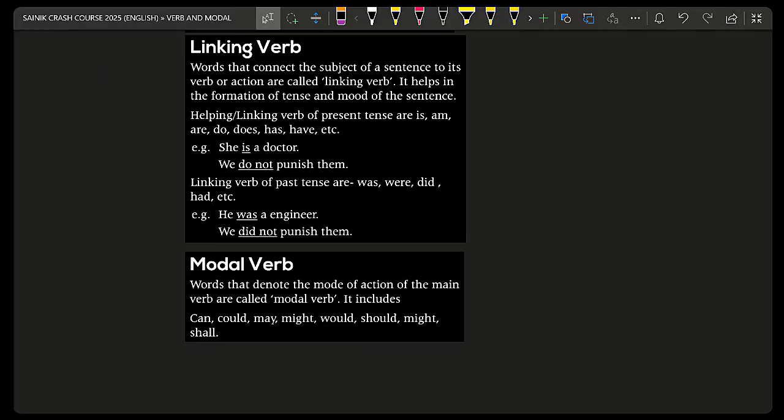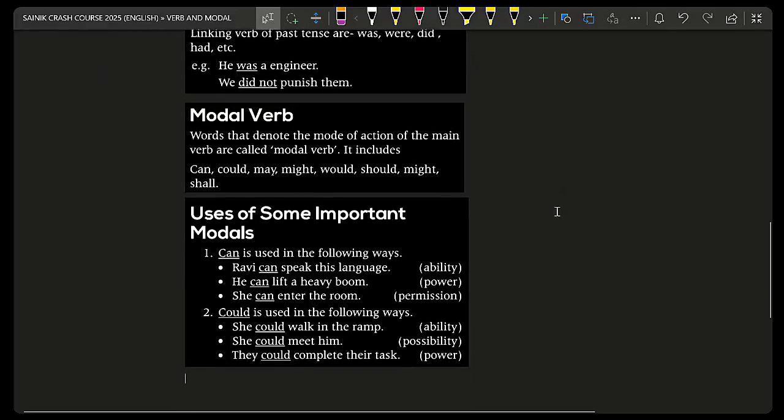So first we discuss can and could. When to use can and when to use could. Can is used in the following ways. Ravi can speak this language. This shows his ability. He can lift a heavy boom. This shows his power. She can enter the room. This shows permission is given. Could is used in the following ways to show ability, possibility, and power. She could walk in the ramp. Ability. She could meet him. Possibility. They could complete their task. Power.